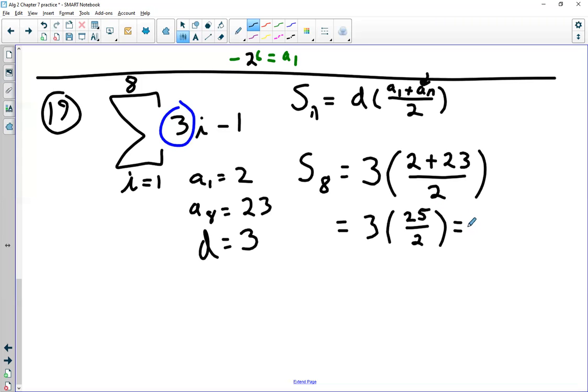That makes it 12.5 times 3. Adding the sum of them, adding the answers you get after plugging them all in. You tell me the problem.